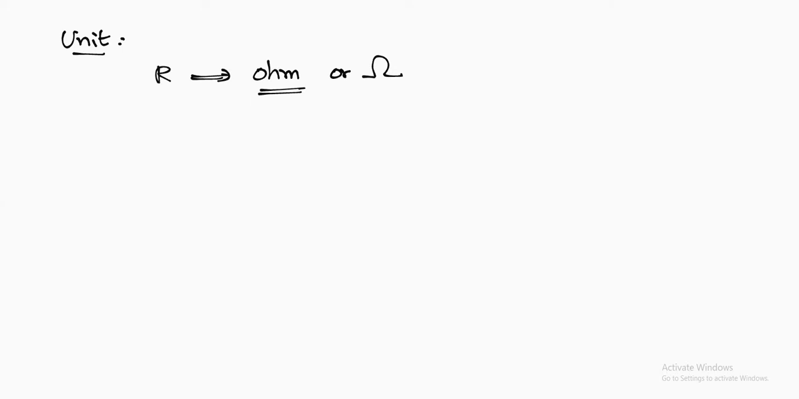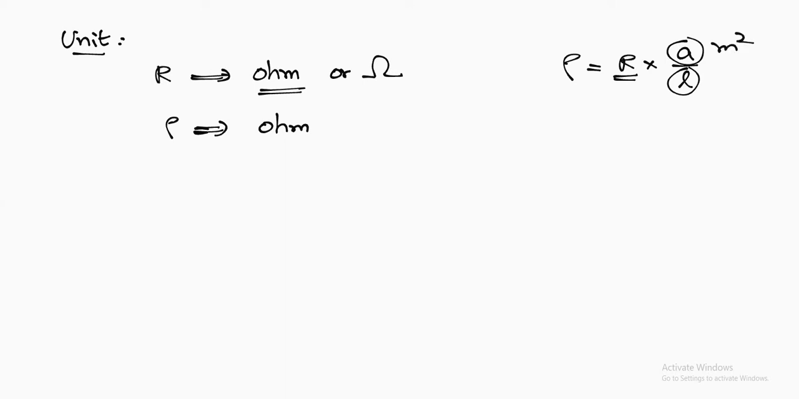What is the unit of specific resistance, rho? Specific resistance rho, you know very well, rho is equal to R into A by L. Unit of R is ohm, and in the numerator we have area, in the denominator we have length. In SI units area is meter square and length is meter, so meter square by meter is meter. So the unit of rho is ohm meter. Note down: resistance unit is ohm, and specific resistance unit is ohm meter.